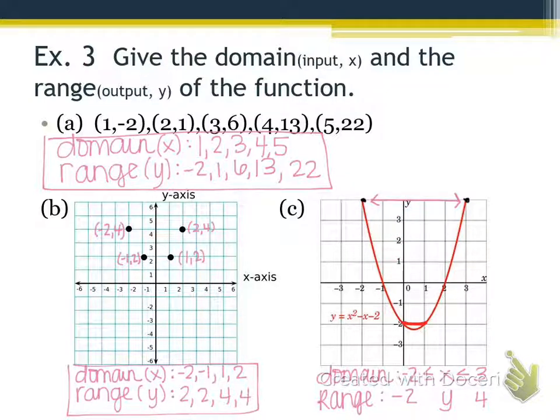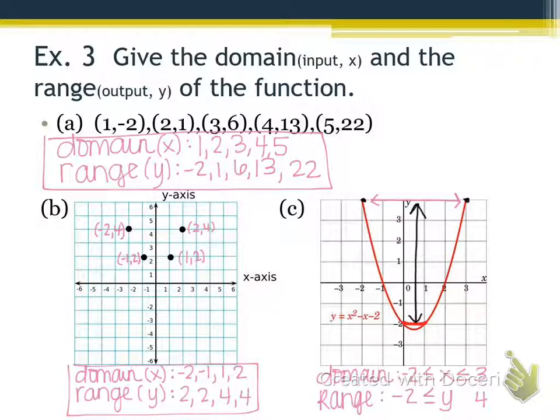So we know 4 is the second number in our range. Now again, we have to think. If we start at the bottom of the parabola, are the numbers on the y-axis getting larger than -2 or are they getting smaller? They're getting larger. So again, y is greater than or equal to -2.